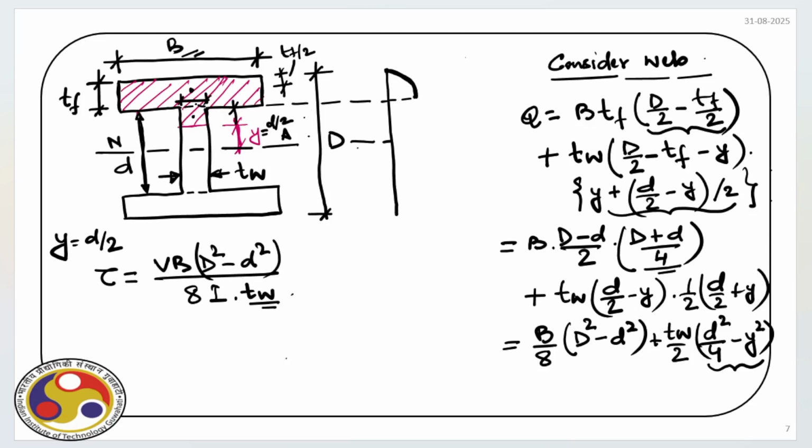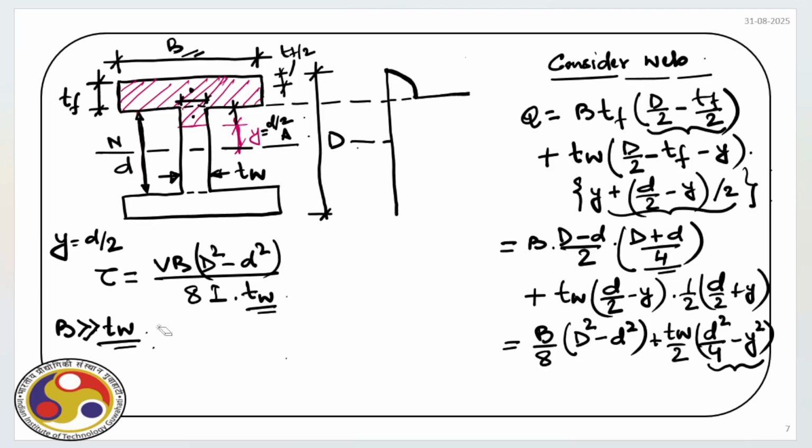Earlier, when we started from the flange part, instead of this TW, we had B, right? And that's what we derived earlier. So now obviously B is much bigger than TW. So when we put TW here, the magnitude of the shear stress will be more because we have TW which is smaller and that is in the denominator. Obviously, tau will be more.